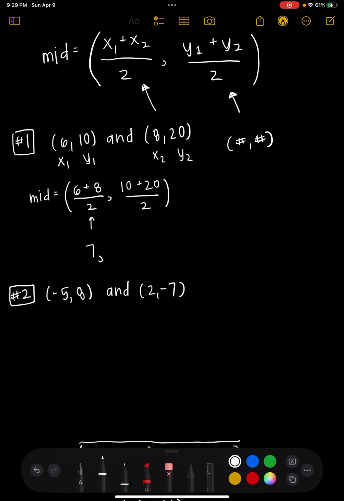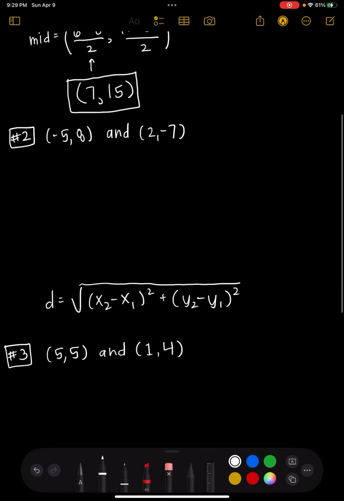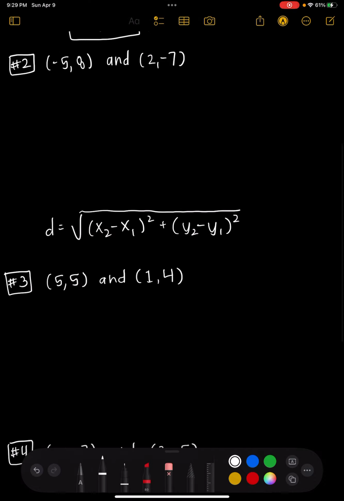And then on the second part, we have 10 plus 20 divided by 2. 10 plus 20 is 30, and 30 divided by 2 is 15. And so my final answer for the midpoint is (7, 15). That's right in the middle of my two original points. All right, now let's go to the second example. The second example, same thing.